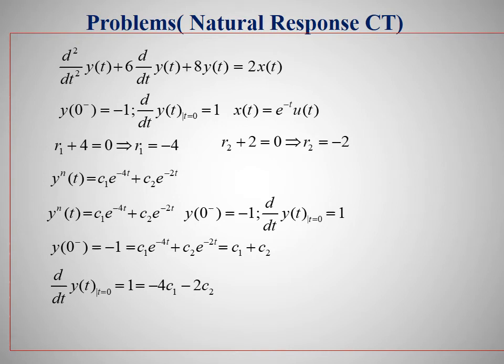For y(0-) = -1, we get c1 when t equal to 0, and c2 when e power minus 2t at t equal to 0 will be 1. So c1 plus c2 is going to be equal to minus 1.